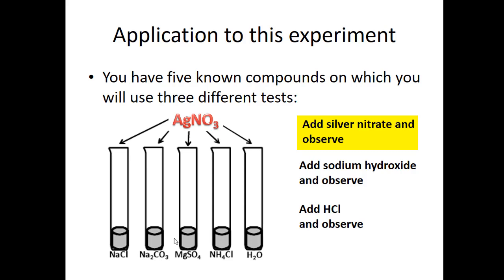I can tell you up front that when you react silver nitrate with sodium chloride, you're going to get sodium nitrate, and silver chloride is insoluble in water, so you're going to get a precipitate. So you're going to add silver nitrate, and then the next test on the known compounds will be to add sodium hydroxide, and then the next test will be to add HCl, and each one of these tests is going to give you something that you can use to identify an unknown compound.